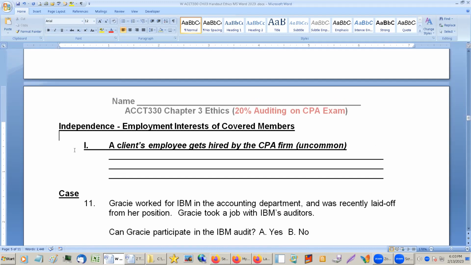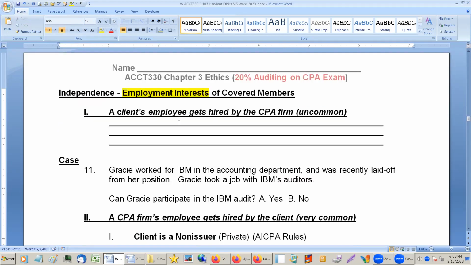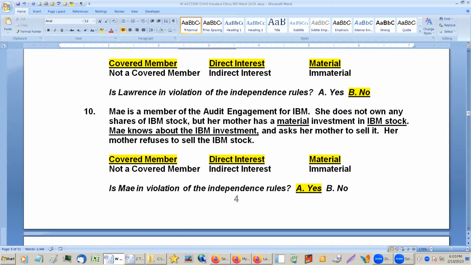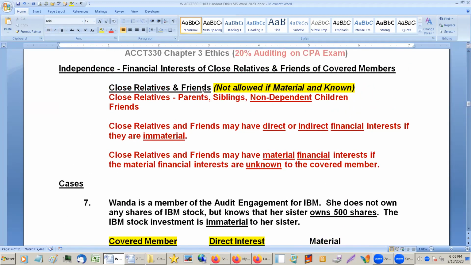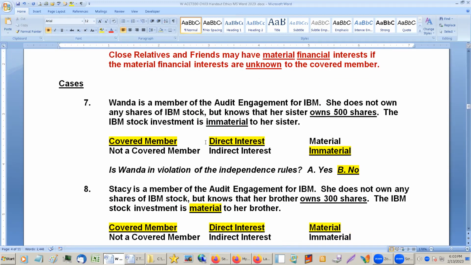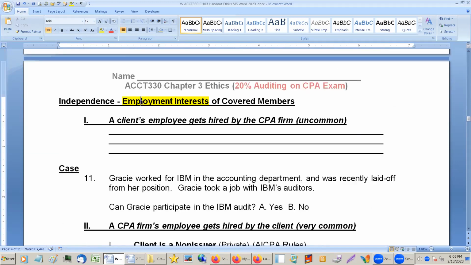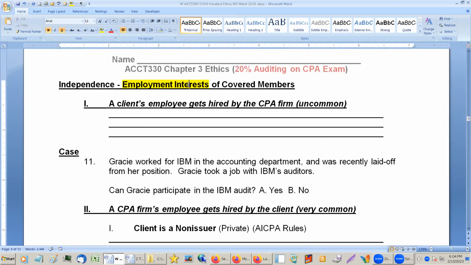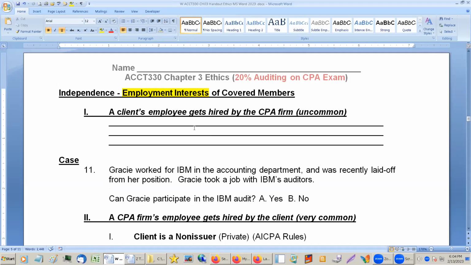Any questions there? Okay, the next thing we're going to cover are the employment interests. So up here we had the financial interests. These are all financial interests, investing in the company. But you can also have a conflict of interest if you're switching from one employer to another, or if someone in your family is employed, say, with one of the firms.